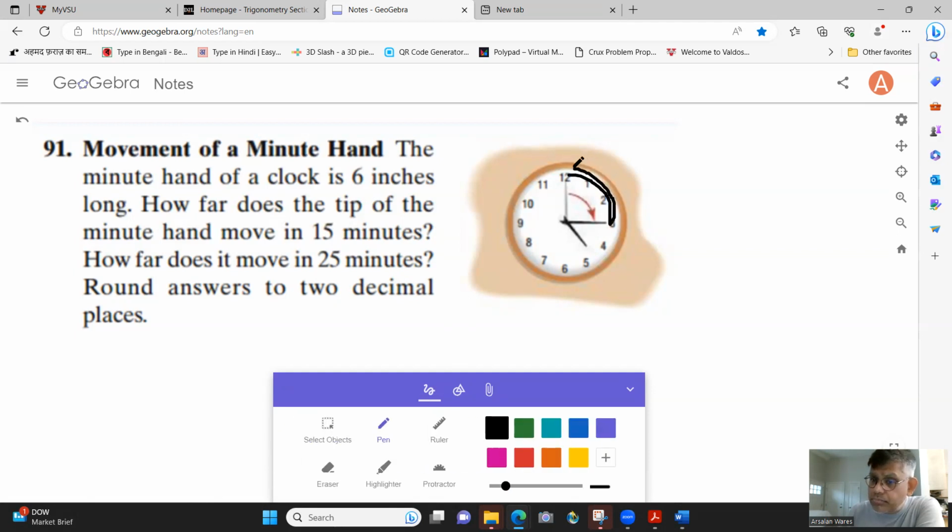Now, remember I told you you have to kind of know the meaning. If you don't know, you wouldn't know which formula to use. So you're talking about arc length. This is S. S is what this question wants you to find for 15 minutes and for 25 minutes. I'll do both and I'll do it very carefully.